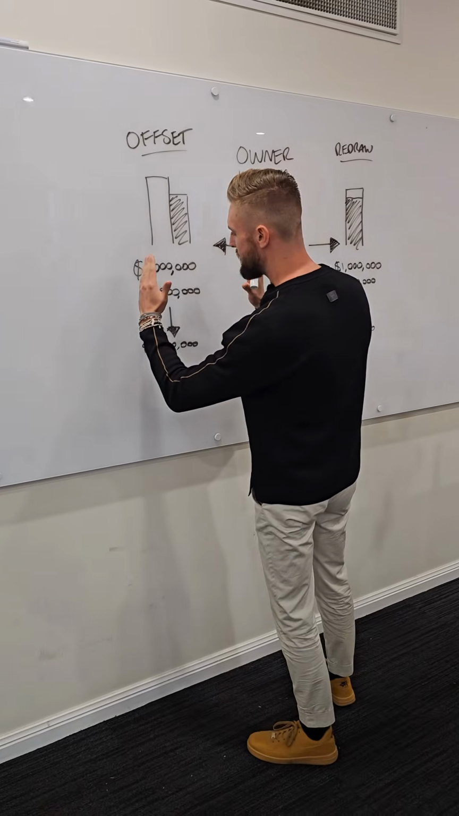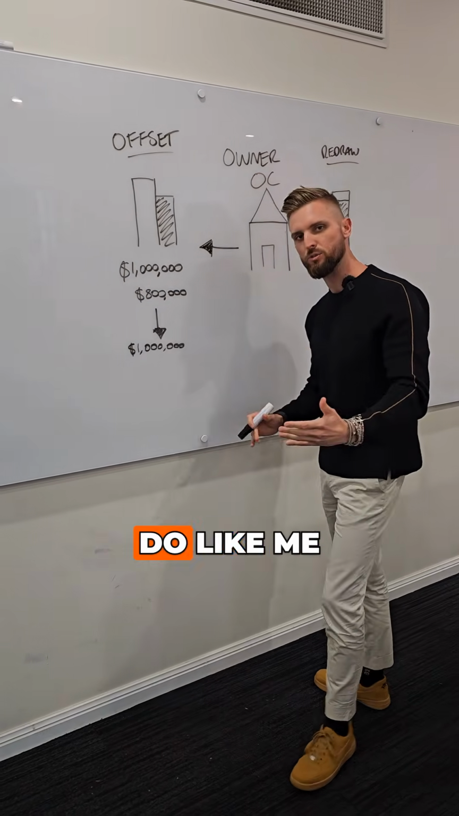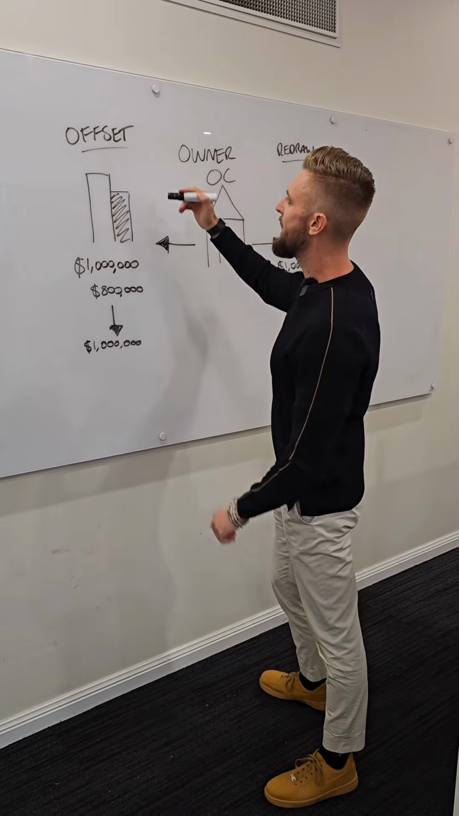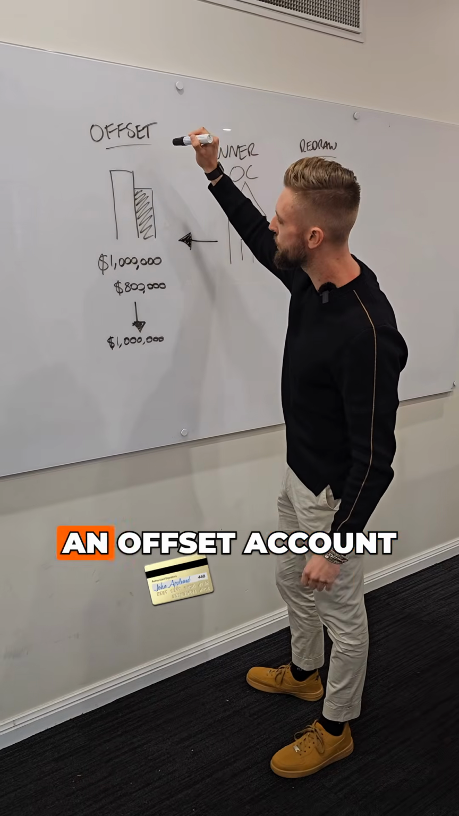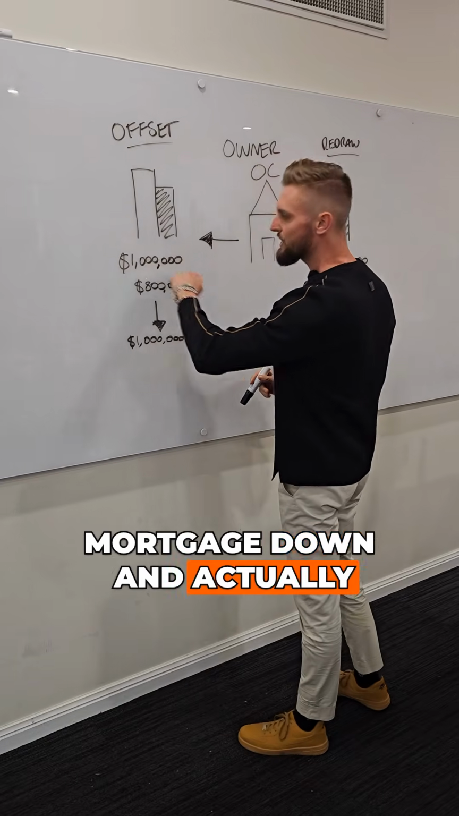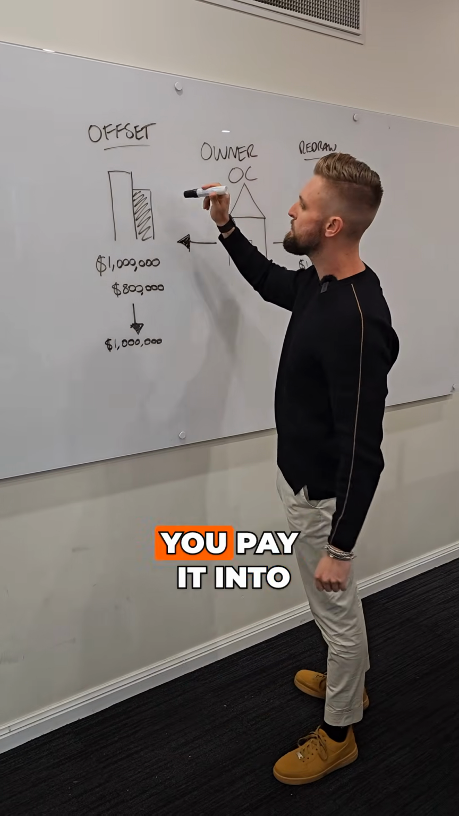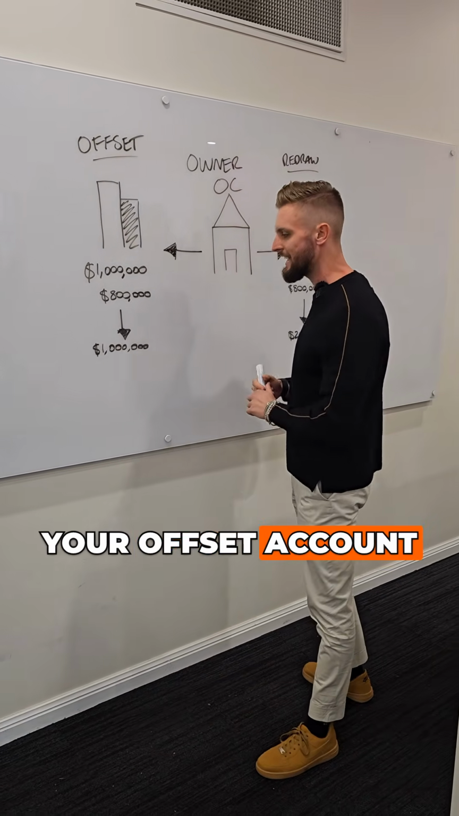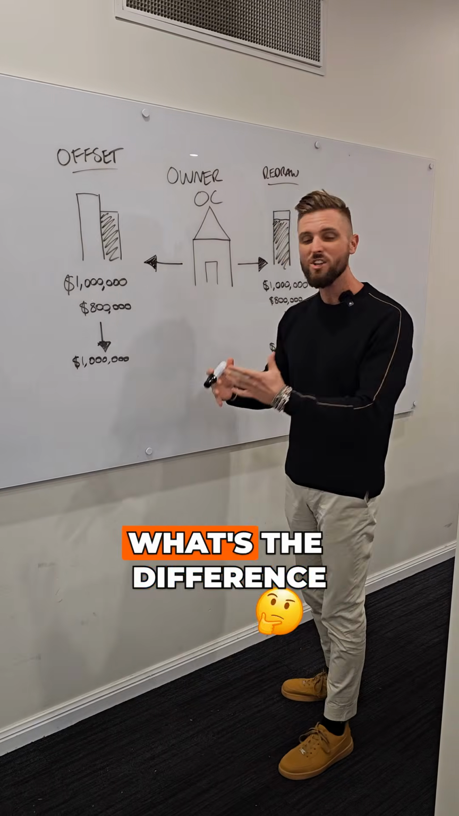Or you have the smart option, which smart people do, like me, because I'm a smart guy. And essentially you use a thing called an offset account. Instead of paying your mortgage down and actually paying it into the loan account, you pay it into your offset account. Now you might be thinking, Jack, what's the difference?